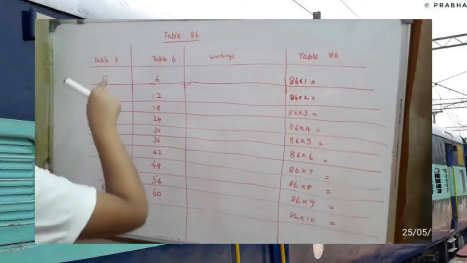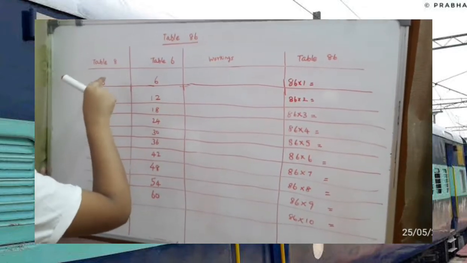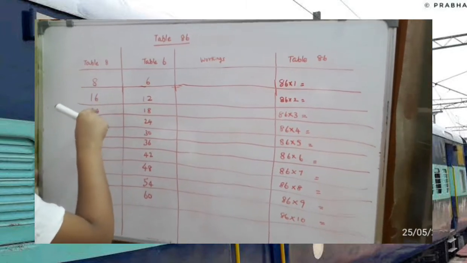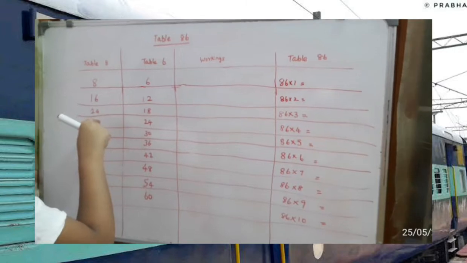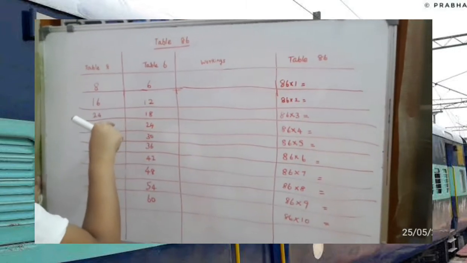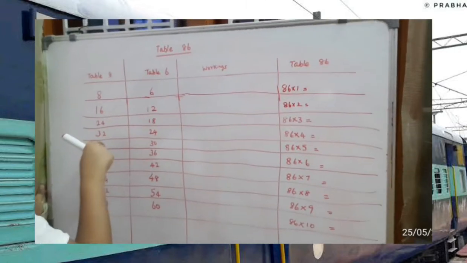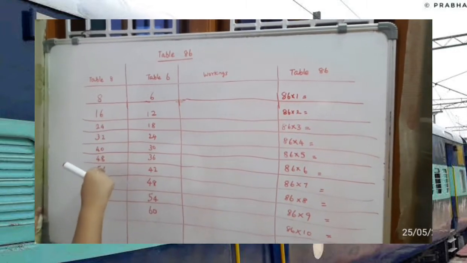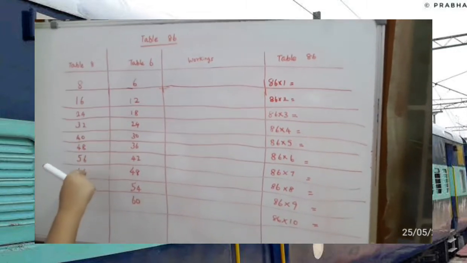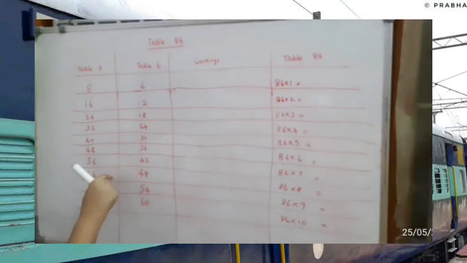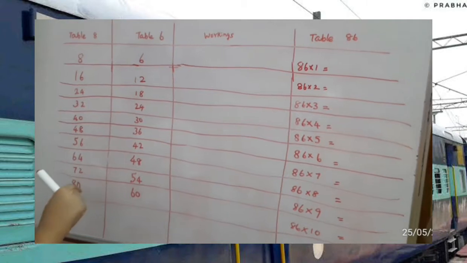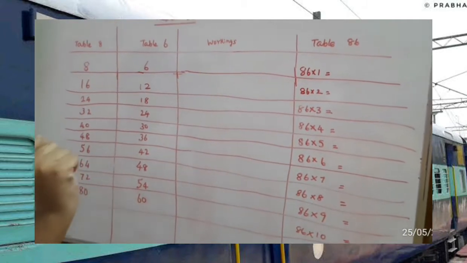Okay. Start with table 8. 8 into 1 is equal to 8. 8 into 2 is equal to 16. 8 into 3 is equal to 24. 8 into 4 is equal to 32. 8 into 5 is equal to 40. 8 into 6 is equal to 48. 8 into 7 is equal to 56. 8 into 8 is equal to 64. 8 into 9 is equal to 72. 8 into 10 is equal to 80.